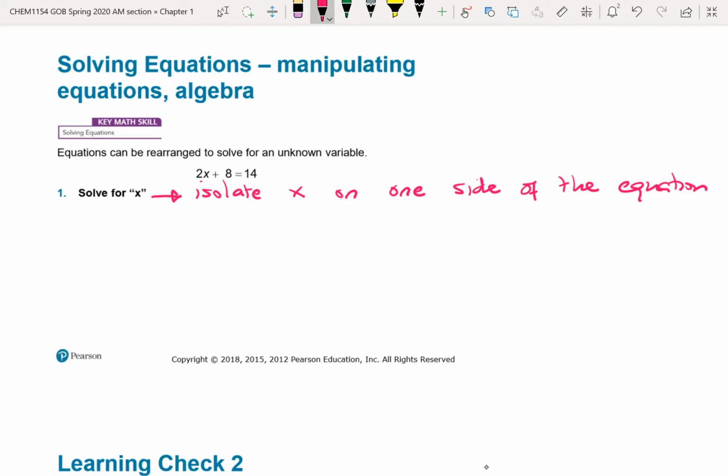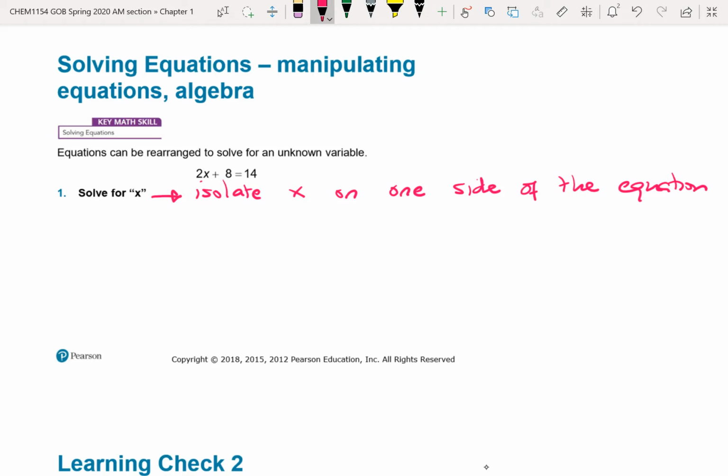Well, the first thing we can do, if you notice here, we have 2x plus 8 is equal to 14. So maybe we may want to get rid of this 8 here and move it to that side, right? When you move things from one side of the equation to the other, for instance, this plus 8, when you move it to that side, you change the sign. So it becomes minus 8.